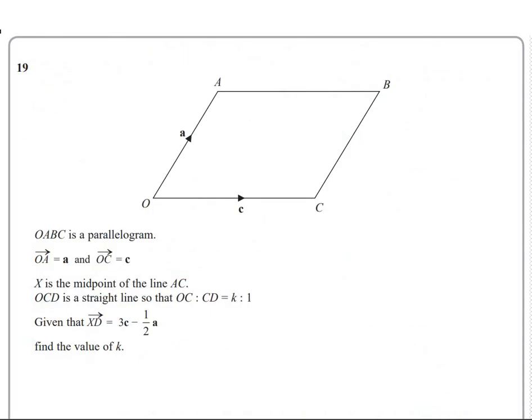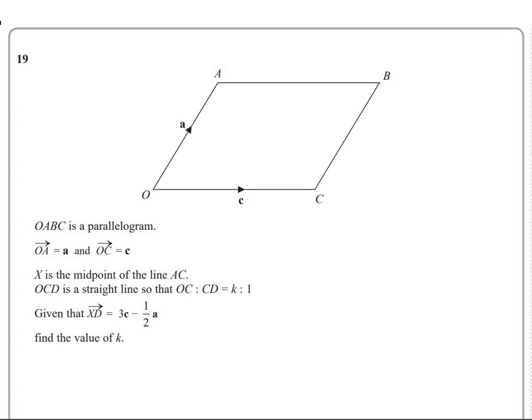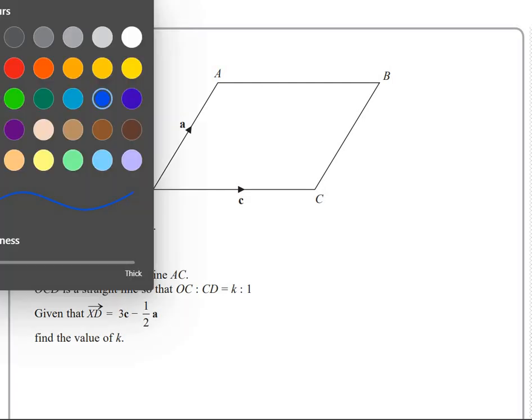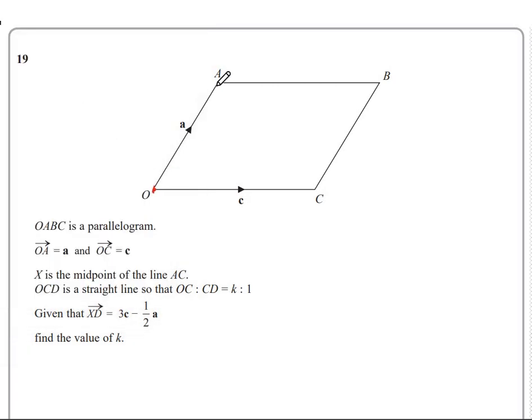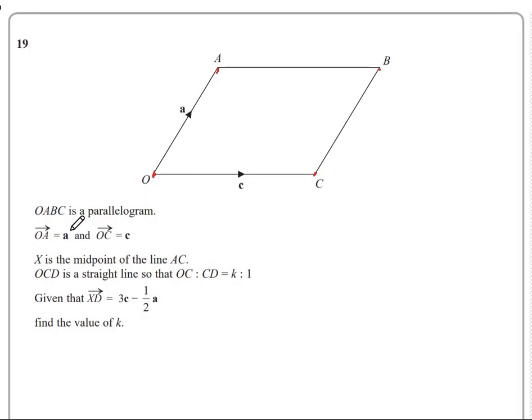So I have my next question here. And again, let's always refer back to our problem solving notes. First we want to read the question carefully. OABC is a parallelogram. That's our little parallelogram there. And OA equals A. This is our line here, OA, and that equals A. OC equals C.